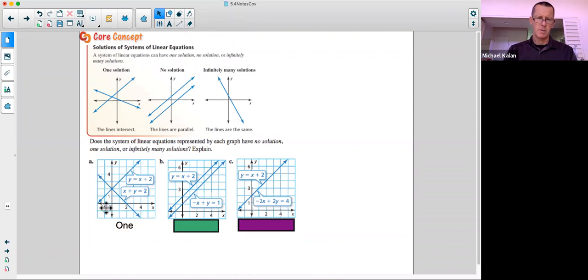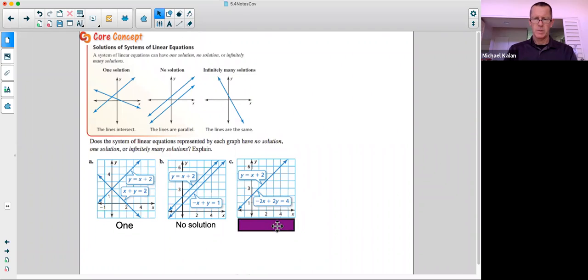One, very good. Yes, it would be at (0, 2). This one, no solution. They're parallel, right? How do we know that? Well, think about it. If we put this one down here into slope-intercept form, we would add x to both sides, and it would be y equals x plus 1, and this one would be y equals x plus 2. It means the slope for both of them is 1, right? 1x. And different y-intercepts mean they never hit.